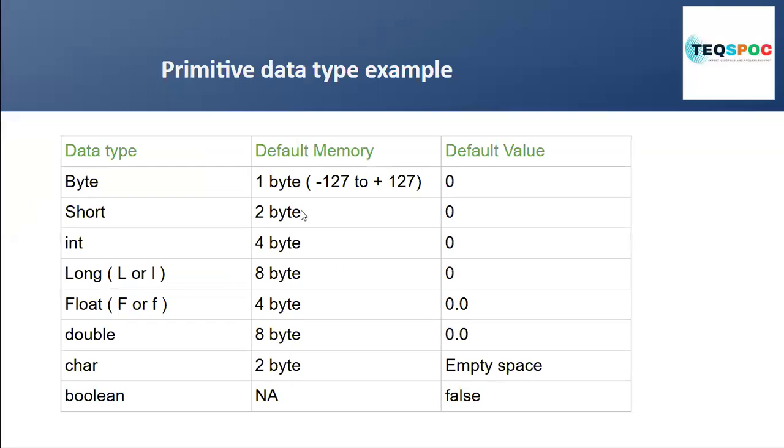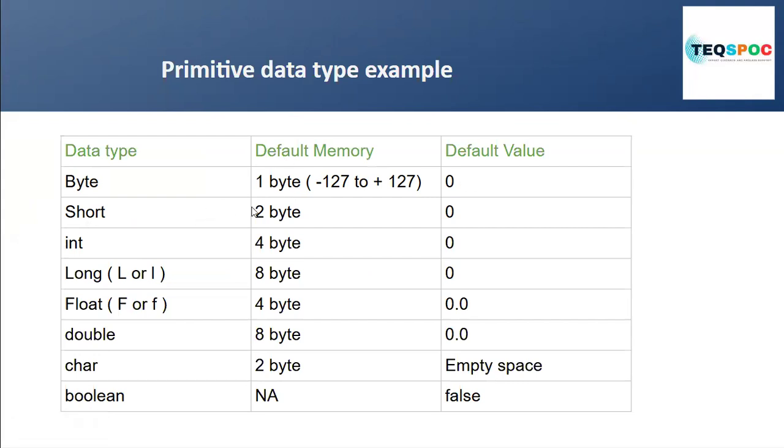Let me show you an example. What are the primitive data types? Byte. By default, a byte takes one byte of memory, ranging from -128 to 127. If you do not initialize the byte, the default value 0 will be occupied automatically.